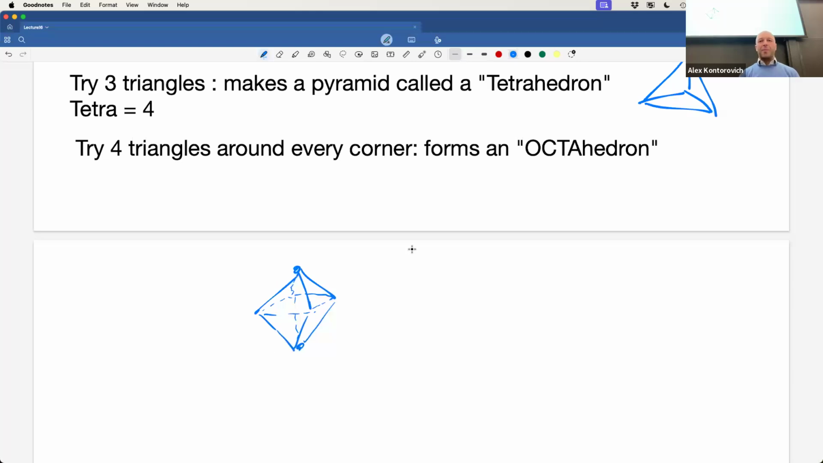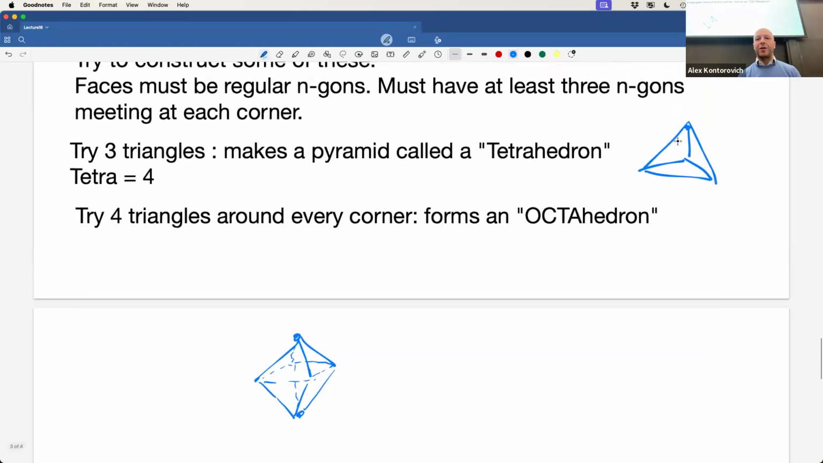Okay. By the way, how many angles around each corner are there? Sum of the angles. In a tetrahedron, we had 60 degrees, another 60 degrees, another 60 degrees. 3 times 60 is 180 degrees. 180 is less than 360. Okay. How about in an octahedron?